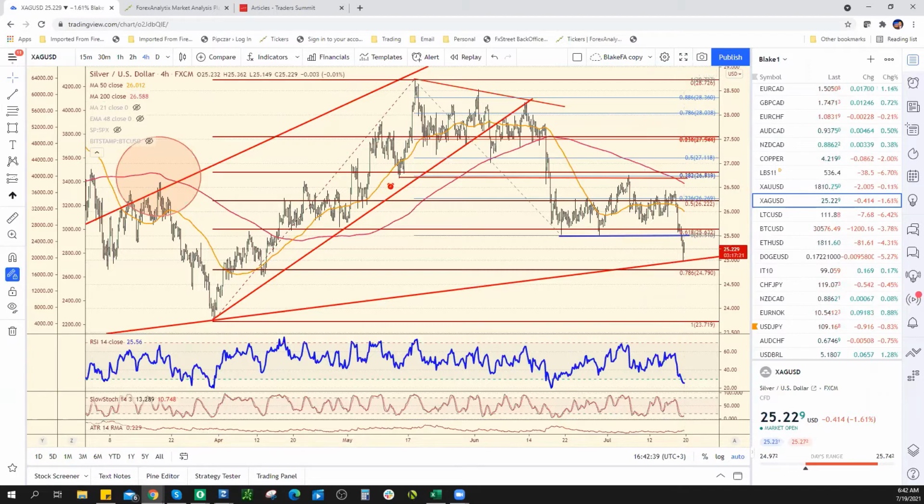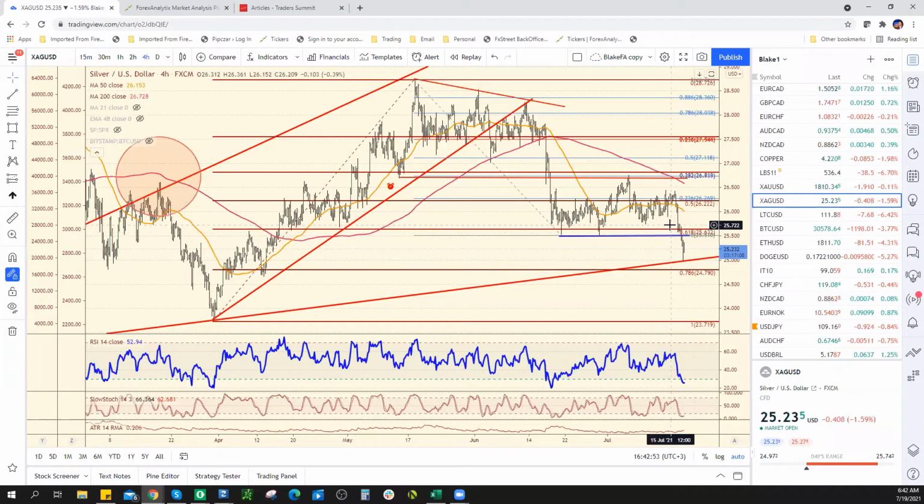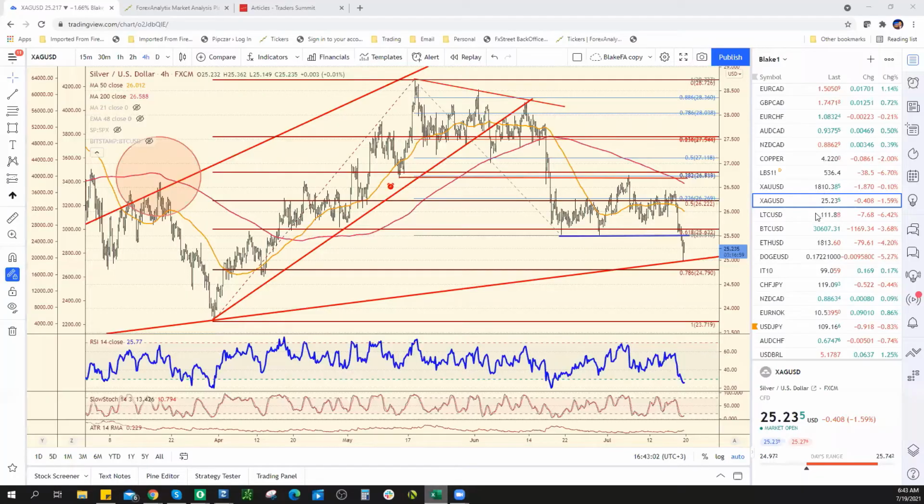That comes in at 25. That should hold for today. Should. I'm going to put an asterisk. Unfortunately, if we break below the 25, I might have to flip us to bearish, but that's been in range for a while. Resistance should be 25.50, 25.75, roughly. We're going to keep it in range.